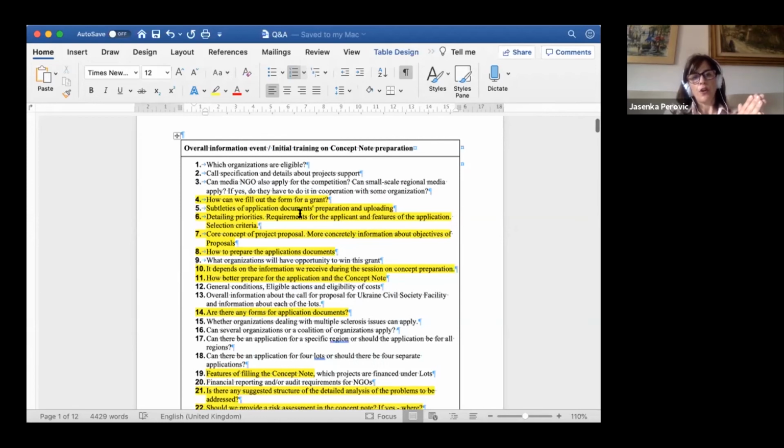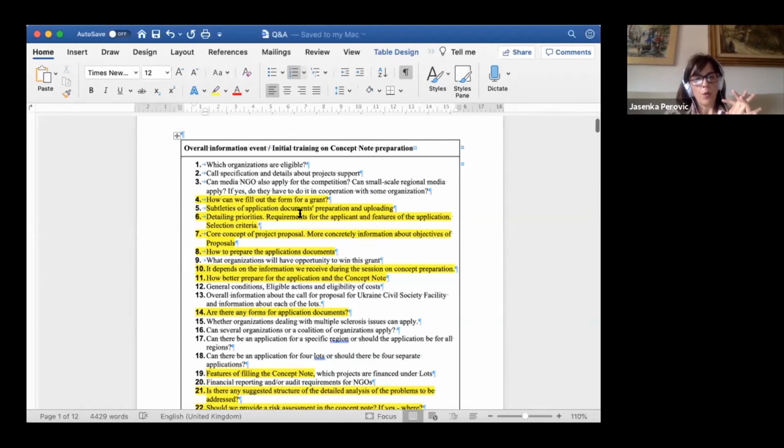Subtitles of application documents preparation and uploading. Again, we were not talking about the full application, but about the concept note. What we said, please keep the format of the concept note and the subtitles. Uploading it is via Prospect, and there is a clear deadline. Our advice is not to wait for the last minute.